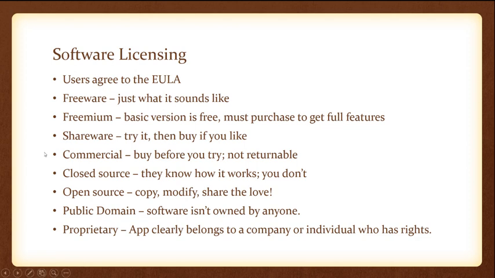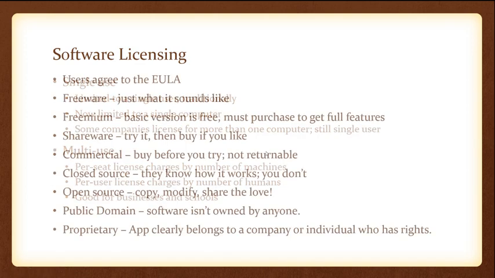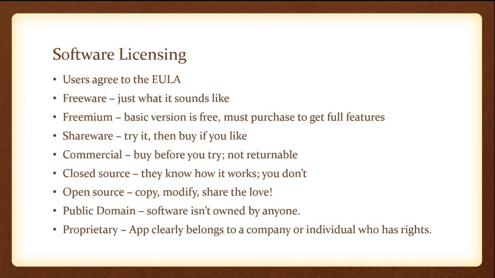The two types of these licensing are either open source or closed source. Closed source is where developers keep the software code a secret, but typically open source is where you can do whatever you want to it, and the code is made public, and you can copy, modify, or even create new versions. Public domain is software that is not owned by any specific person. It's typically open source, so you can use it any way that you want, and it's free for everyone. And then finally, proprietary is where the app clearly belongs to a company or an individual who has the rights to it, typically closed source.